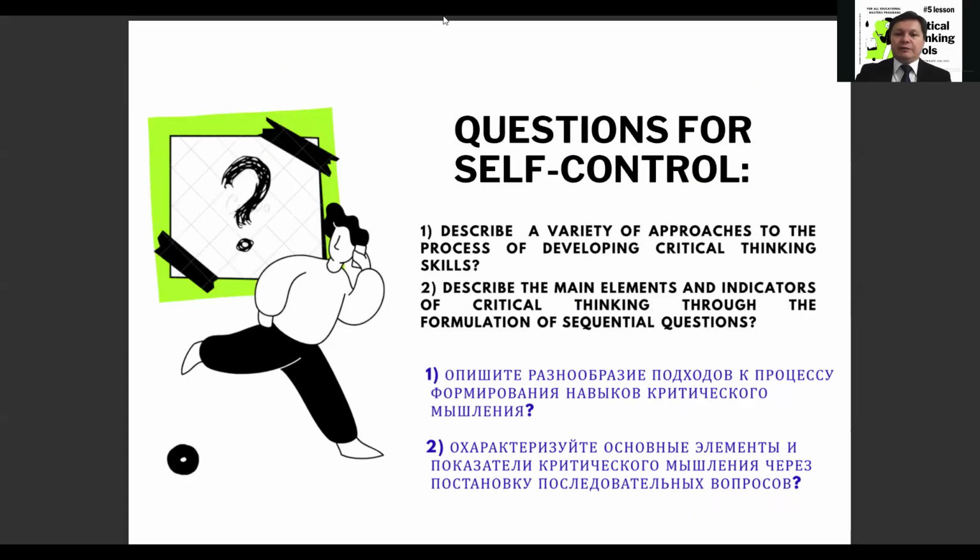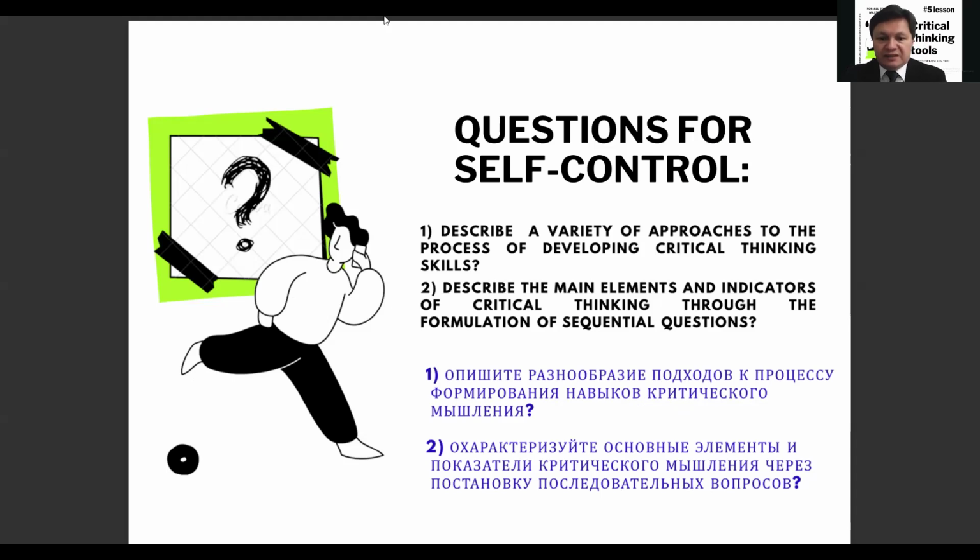Describe a variety of approaches to the process of developing critical thinking skills. First one. Next one is describe the main elements and indicators of critical thinking through the formulation of sequential questions. Variety of approaches: please describe the process of developing critical thinking skills.